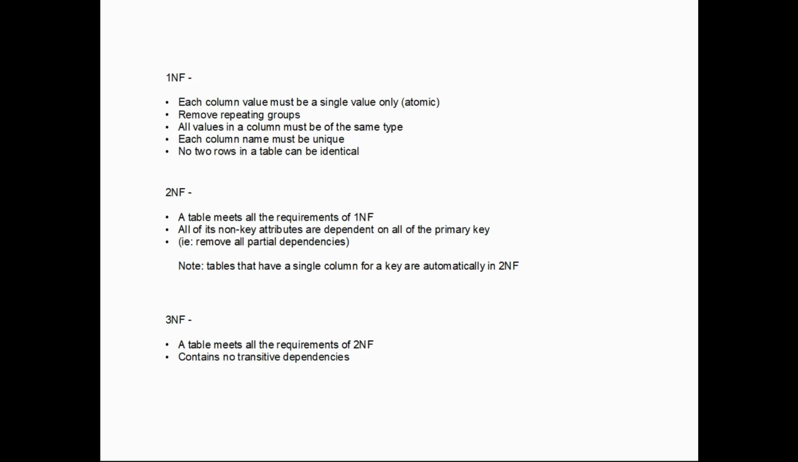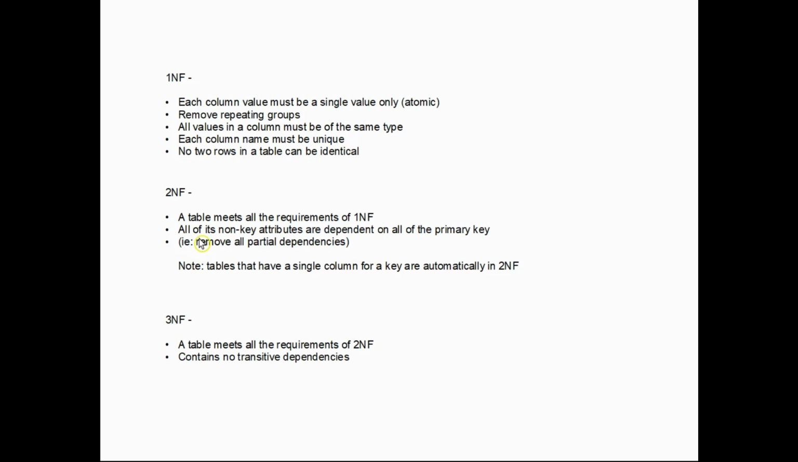Each column name must be unique in a table. I mentioned that earlier. Column names can repeat in different tables, but not in the same table. No 2 rows in a table can be identical. So that means no duplication. You can't duplicate data in a relational database.